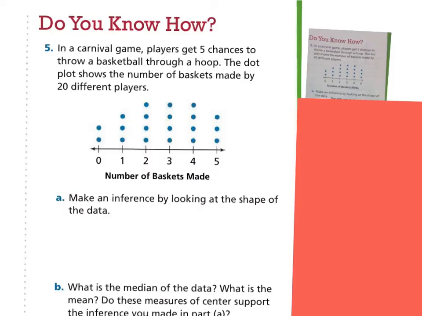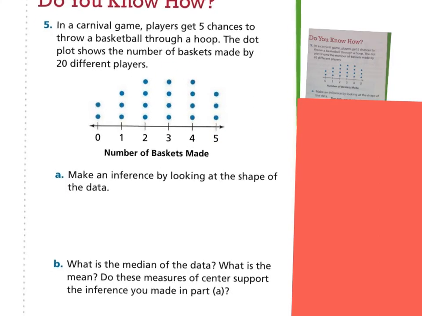Number 5, in a carnival game, players get 5 chances to throw a basketball through a hoop. The dot plot shows the number of baskets made by 20 different players. Make an inference by looking at the shape of the data.